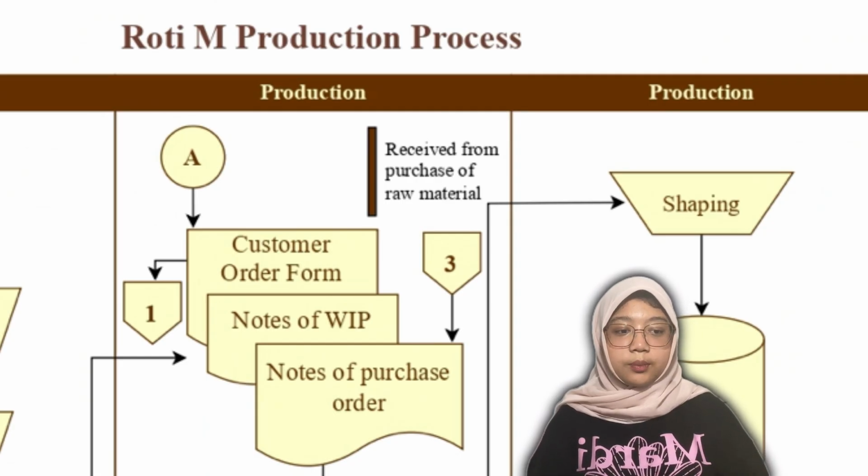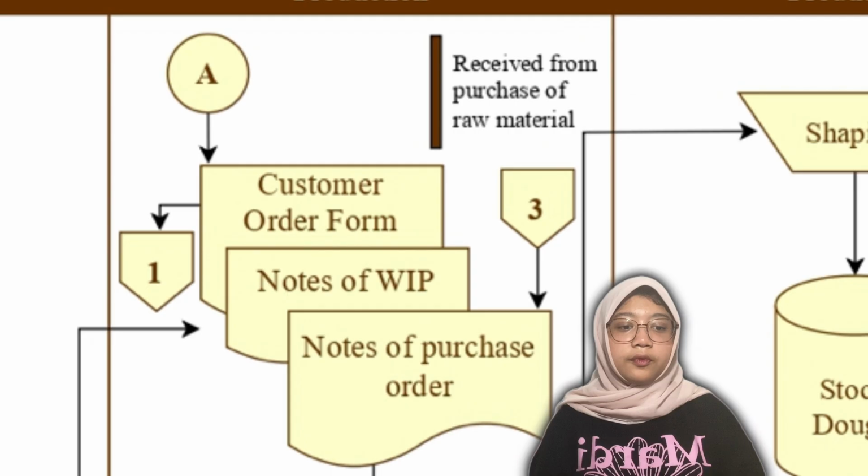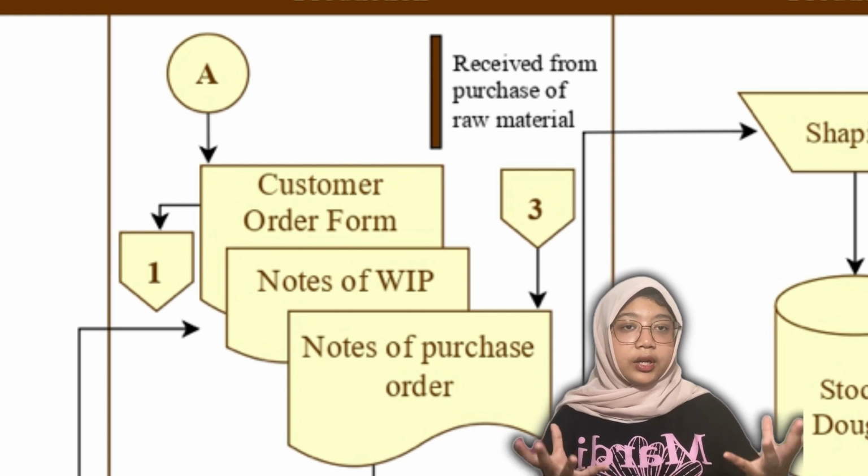Next is the material confirmation and preparation by the production department. The production department receives the customer order form from sales. Production also receives the notes of purchase order from finance, confirming that the required raw materials from the purchase of raw materials process have been purchased and are ready for use.